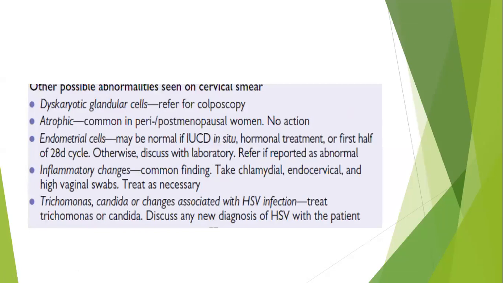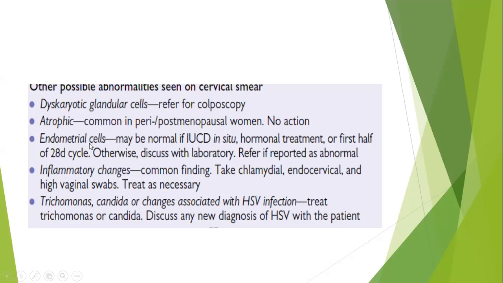There are other abnormalities that you can see in the cervical smear. You can have dyskaryotic glandular cells, which you refer to colposcopy. If it is atrophic, usually it is because of the perimenopausal state, so no action is required. If there are endometrial cells, it may be normal if IUCD in situ.